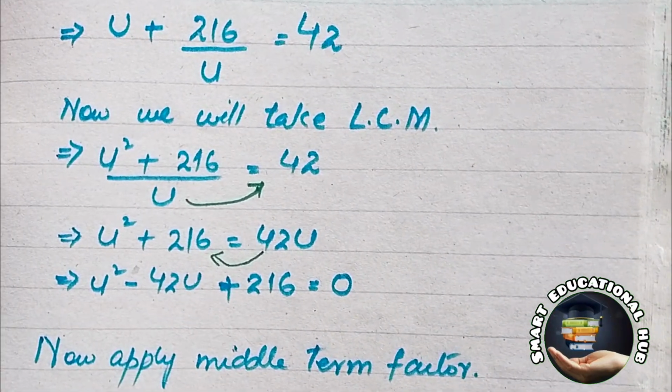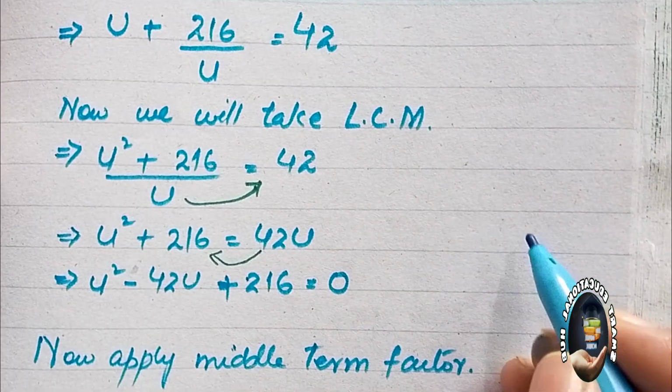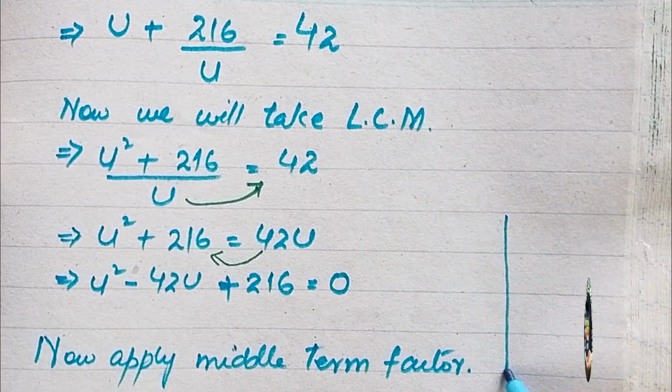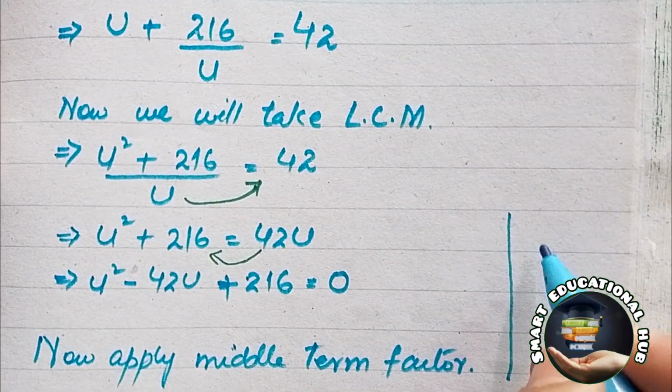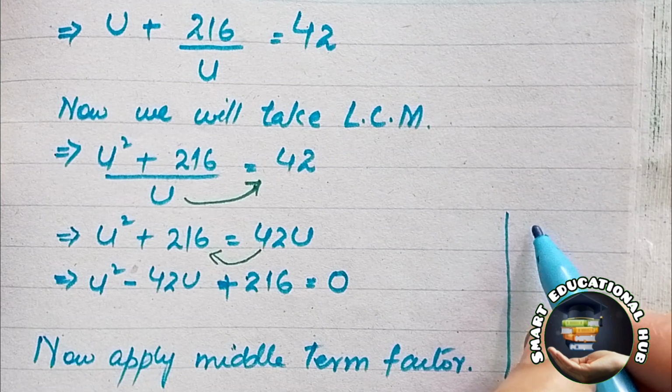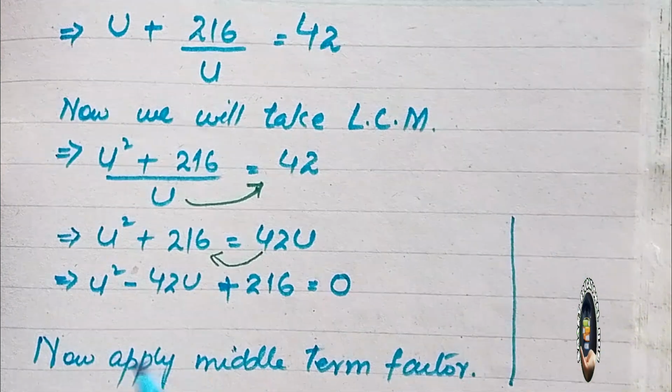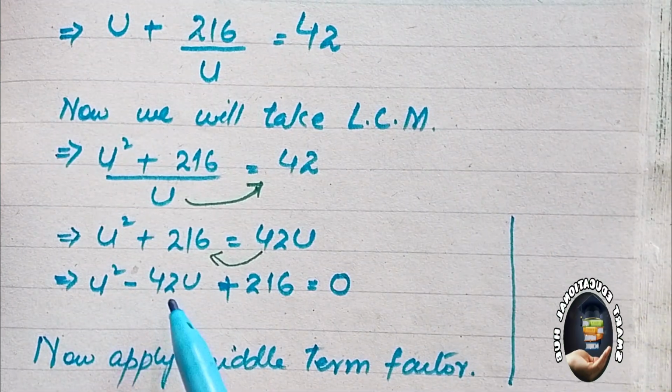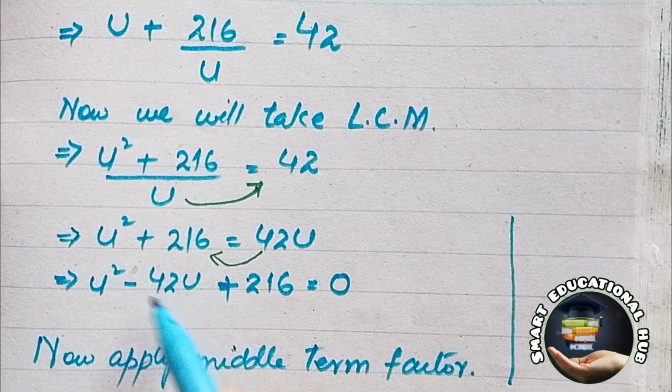So u square, now we will apply the middle term factor. We split the middle term, right? Now factorize, and in factorization or the middle term split method, what will we do?